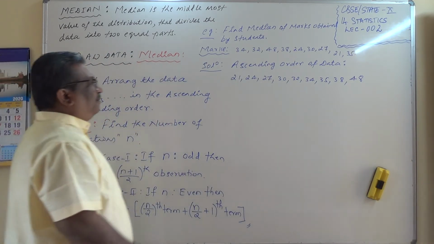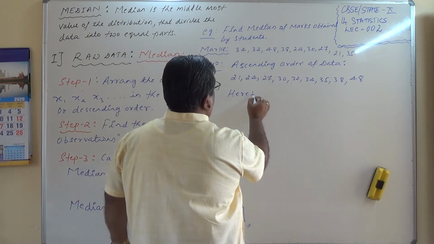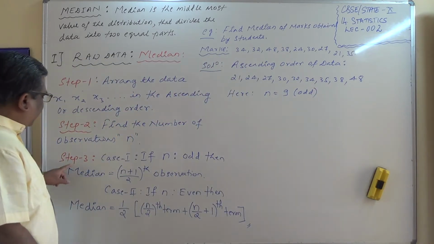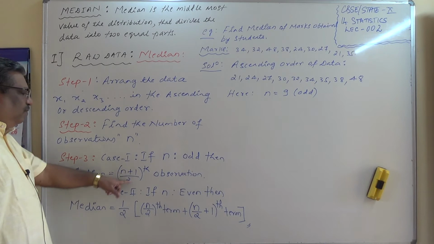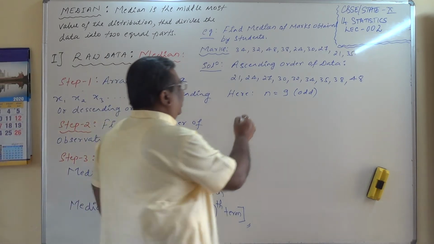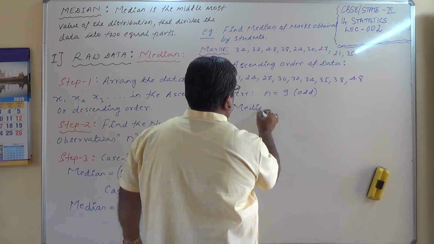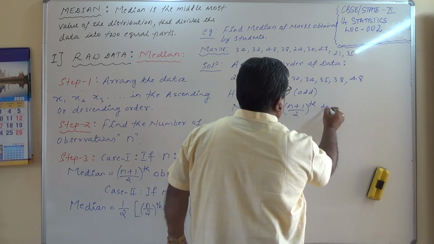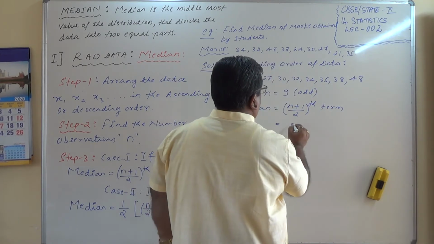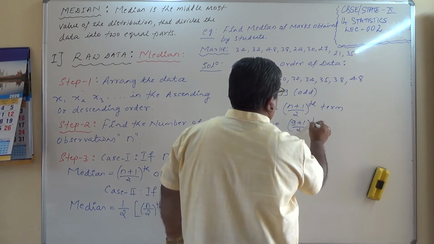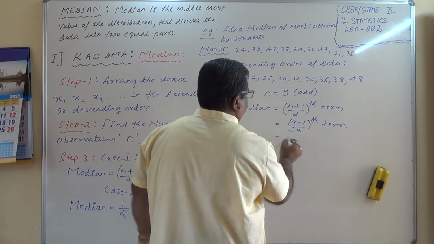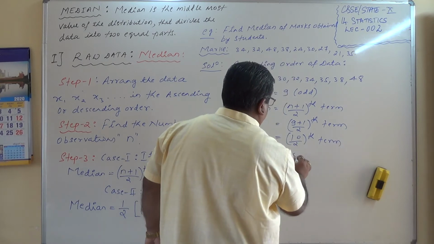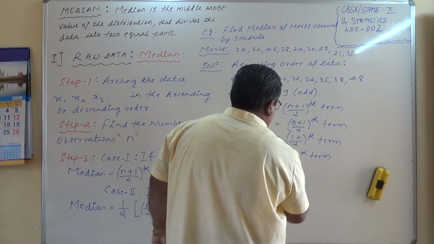Step 2. Find the number of observations. Here n equals 9, which is odd. If it is odd, then the formula, that is case number 1, (n plus 1) by 2th term is the median. So median is equal to (n plus 1) by 2th term or observation. So this is (9 plus 1) by 2th term, which is equal to 10 by 2th term, which is 5th term.